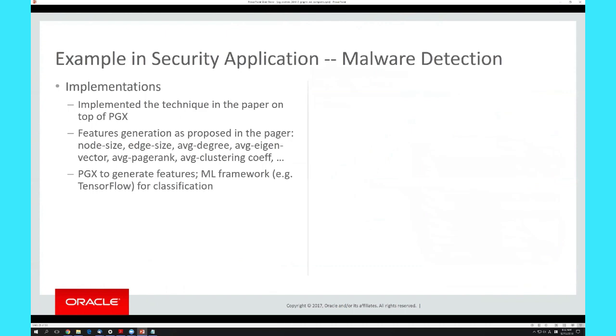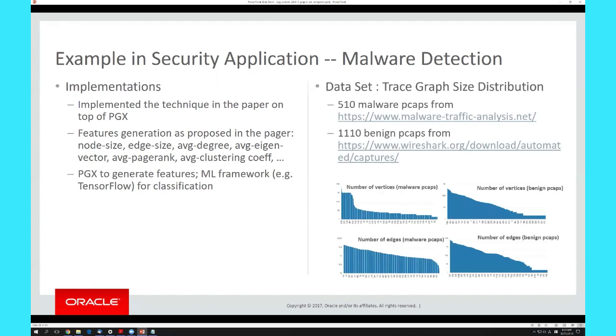Then what we did in the lab was we tried to implement these approaches on top of PGX, which is part of the big data graph suite. We generate all the features as proposed in the paper: node size, edge size, average degree, eigenvectors, PageRank, clustering coefficient, and so on. These algorithms are all in the PGX packages. Then we use PGX to generate these features and apply machine learning techniques such as TensorFlow to train the model based on these features.